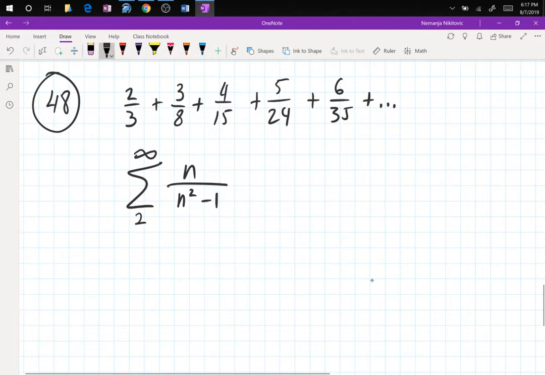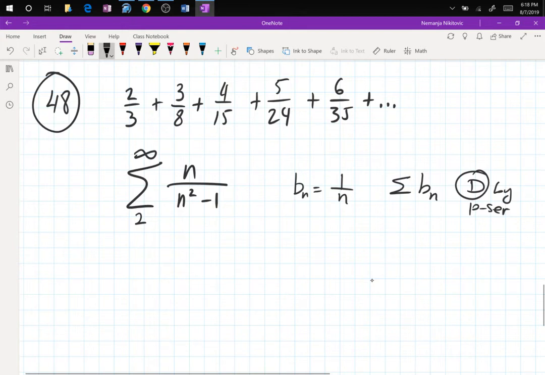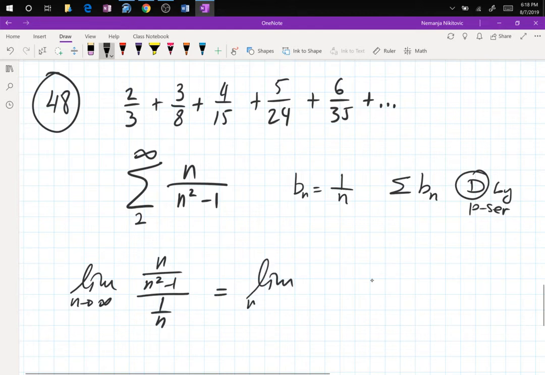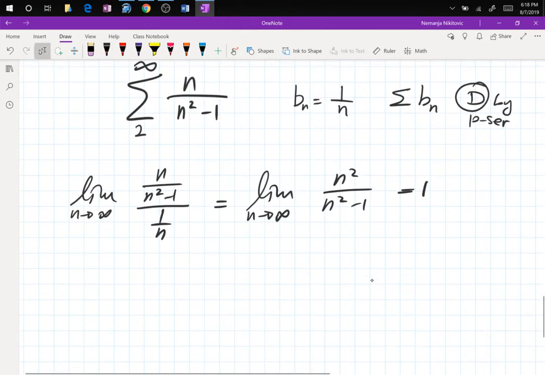Okay, let's say that our Bn is 1 over n. Summation of Bn diverges by p-series or integral test, whatever. So now we can do the limit comparison. Limit as n goes to infinity of an, which is the original problem, divided by what we are comparing to. We get the limit, n goes to infinity, of n squared divided by n squared minus 1, which is equal to 1. And that is L, it's finite. The other one diverged, so they share the same fate.